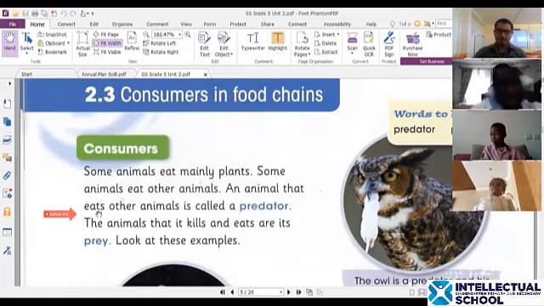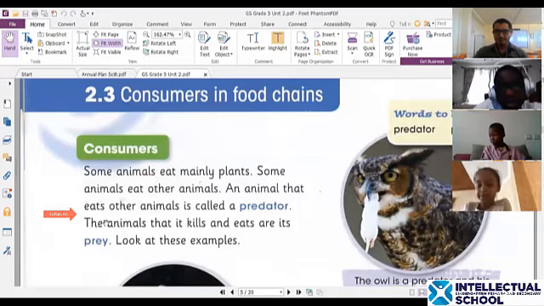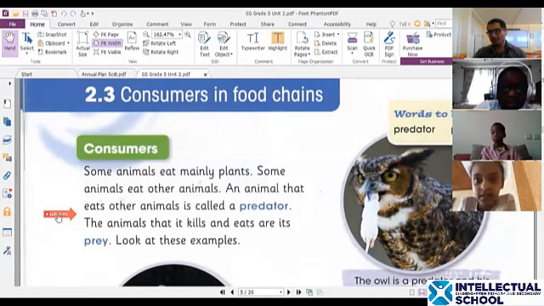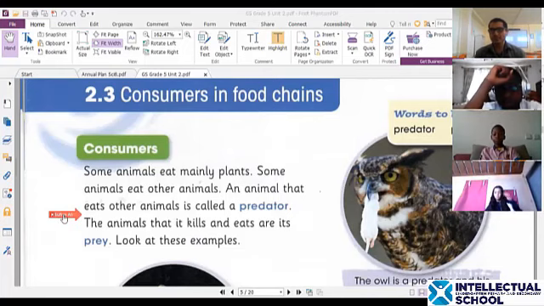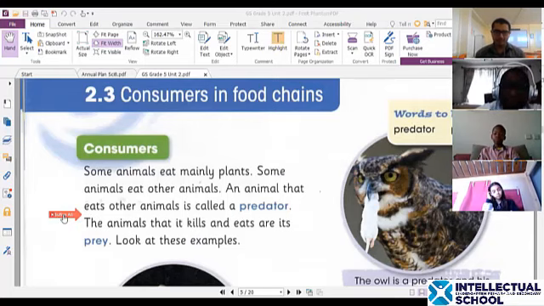The animals that it kills and eats are its prey. So actually in consumers, we have two types. One is known as predator and one is known as prey. Predators are the animals that hunt other animals, and prey are the animals that are being eaten. So we are sort of predator actually. We hunt, for example, people go to hunt fish, ducks, different types of sparrows for eating. So we are also an example of predator because we hunt other animals and we eat them.